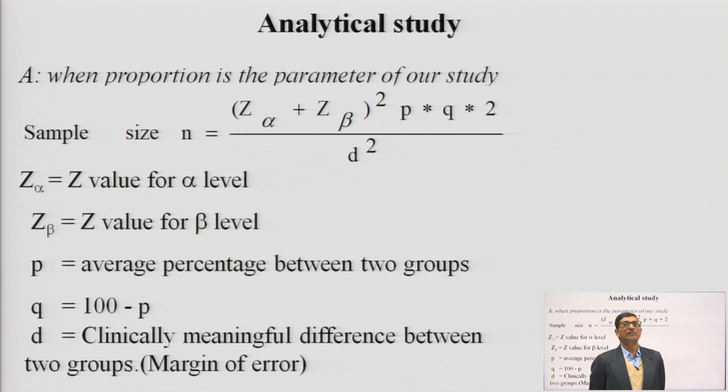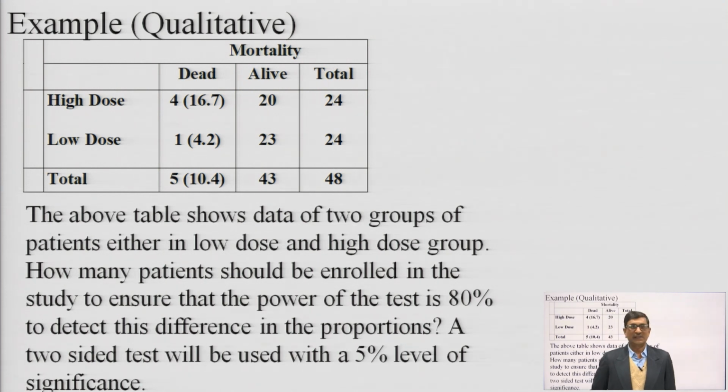D is the clinically meaningful difference between two groups, or you can say margin of error, or you can say precision of our study. So, we take an example. Here we want to compare two proportions. The above table shows data of two groups of patients, either in the low dose or high dose group.